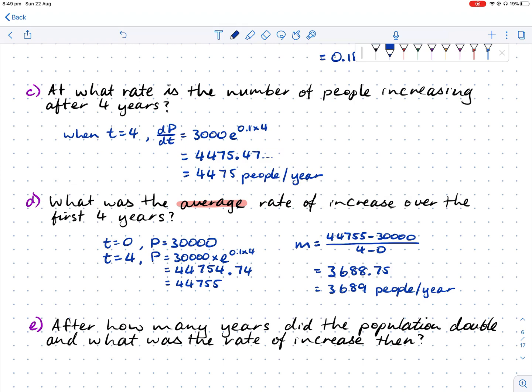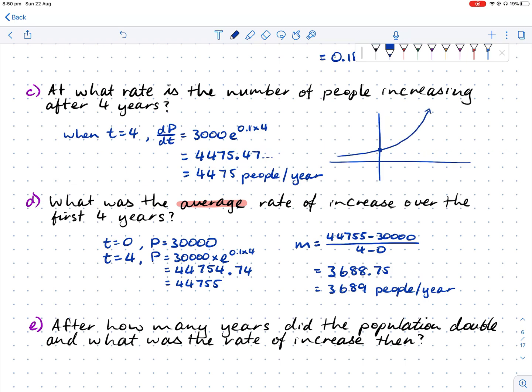Okay, so the average rate of increase, what we're looking for is over those 4 years, how many people are we increasing by per year if it was the same the whole way through. But you can see in that 4th year, after 4 years, the rate is actually much higher. So it tells us that initially it was a little bit slower and then it's been increasing over time.